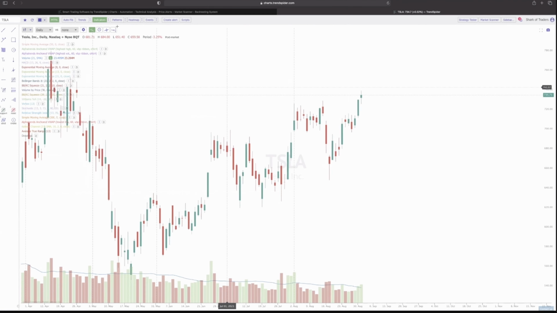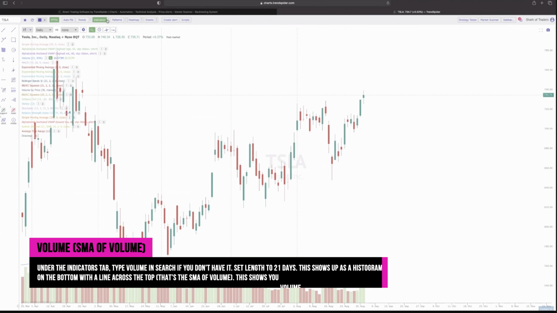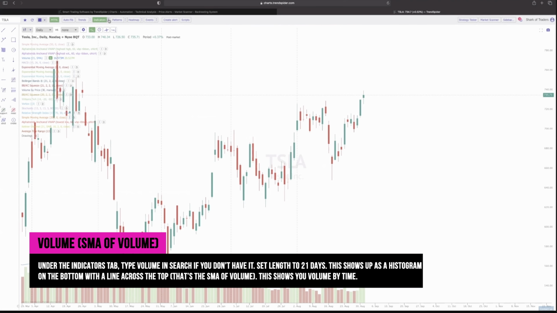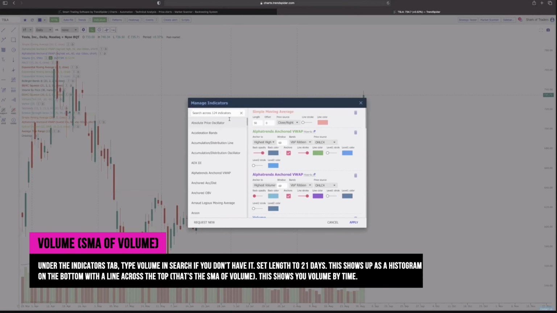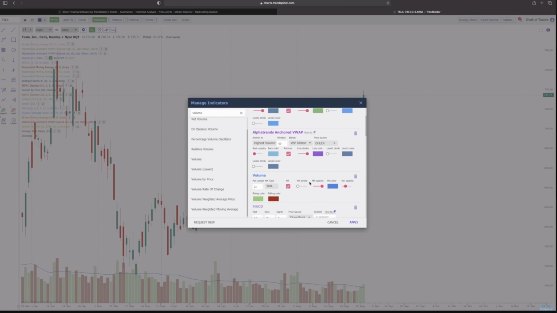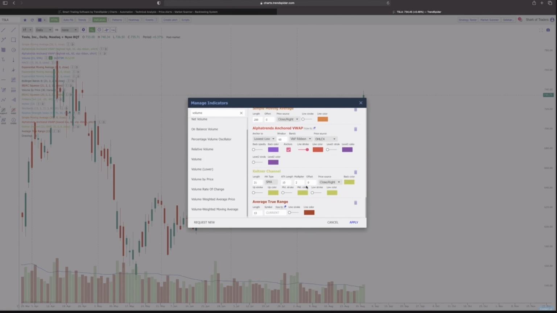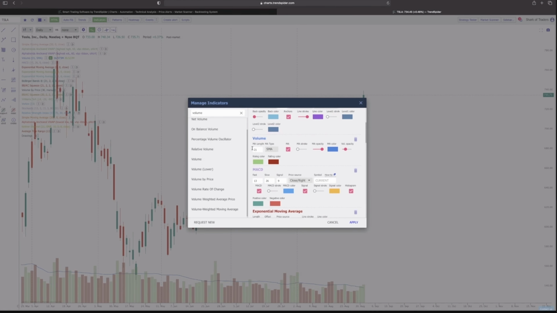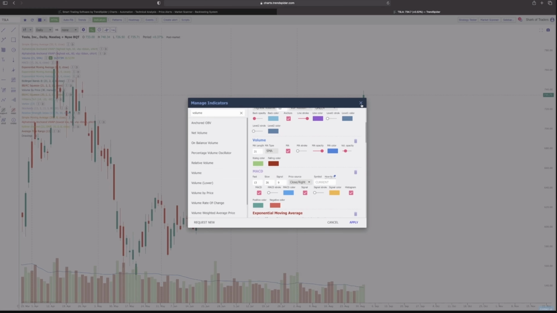If you don't know where to find that, you're going to go up here to the indicator section. If you are using TrendSpider, you're going to click that section. And if you don't already have it here, you're going to type in volume. You click it. That's ours right there. It'll come all the way down to the bottom. Okay, brand new one. They're going to ask you what you want your length to be. I have it set at 21 days. We're going to exit out of that.